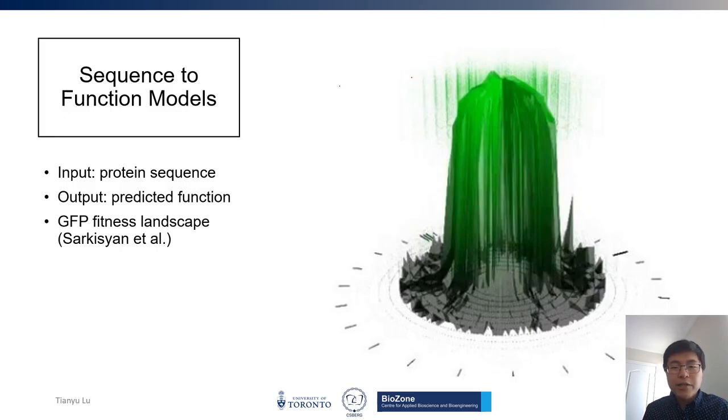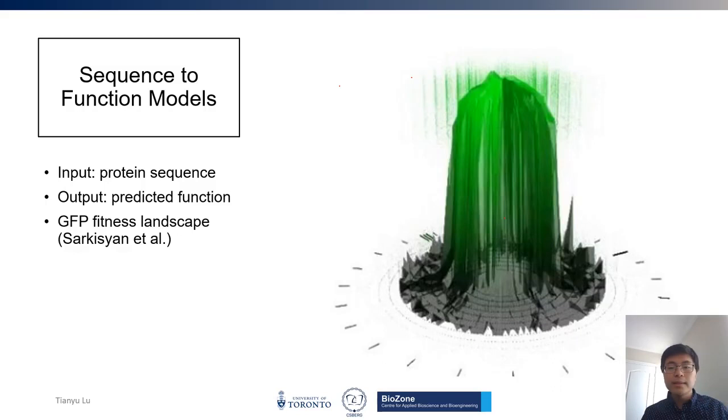Now, what use is a generative model without a discriminator that can tell you how good that generated sequence is? It's really no good at all. So we need a sufficiently accurate sequence to function model. This video right here shows the sequence to function landscape of the green fluorescent protein. The height of the landscape shows how bright that protein is. And the further out you go, the more mutations you accumulate. As expected, the more mutations you accumulate, you see a greater loss of function.